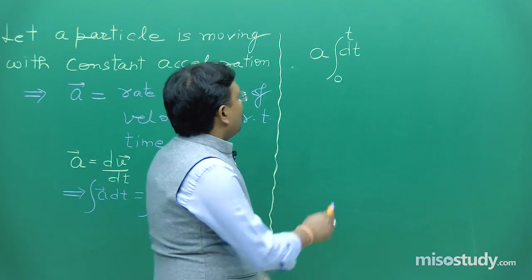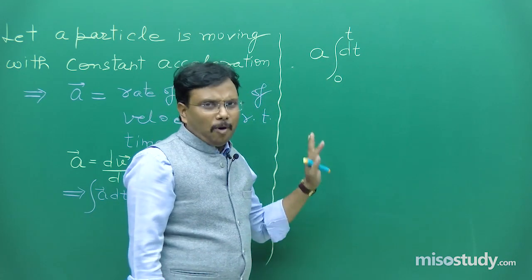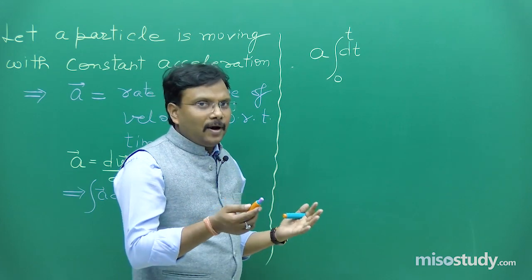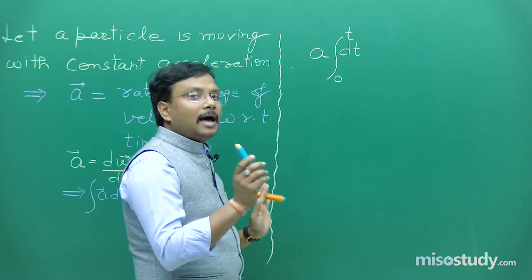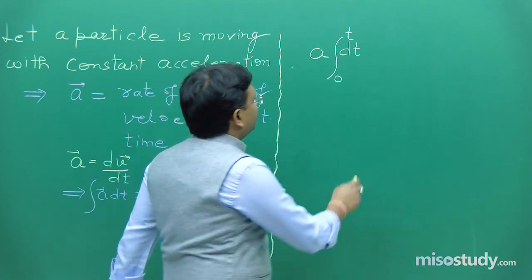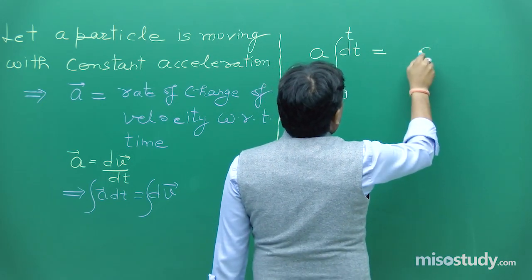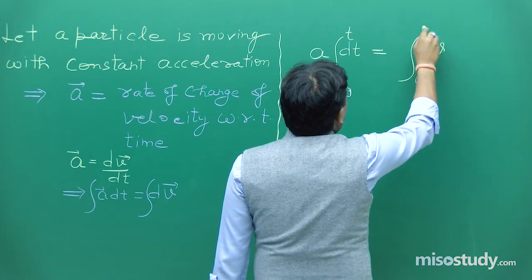Okay. And here if you do not put the vector sign, no problem for the time being, because here we are just trying to find the relation. There is no specific reason to keep on putting the vector sign. We know that acceleration is a vector quantity. Then about velocity dv, it is u and v.